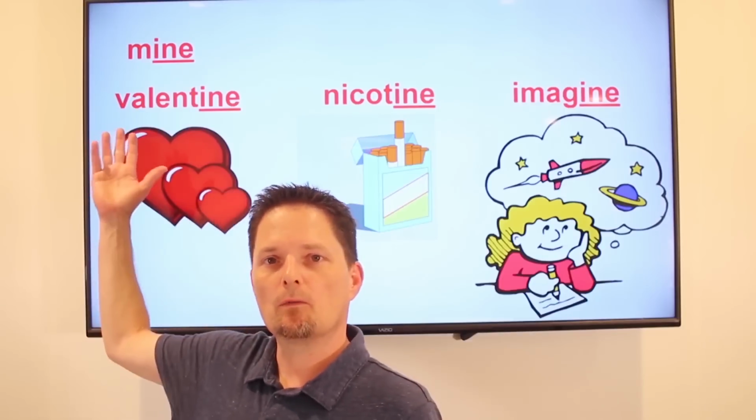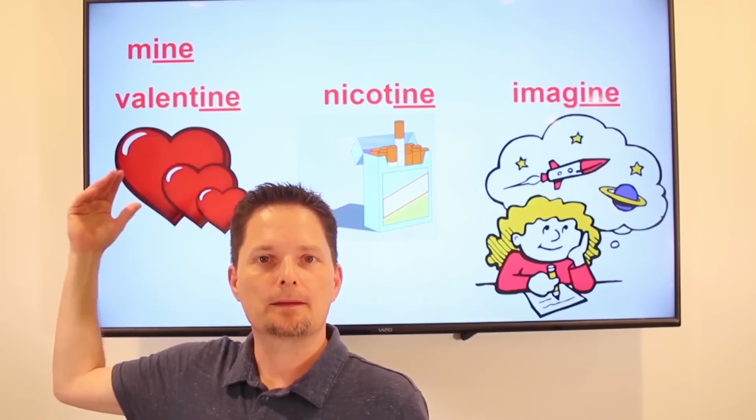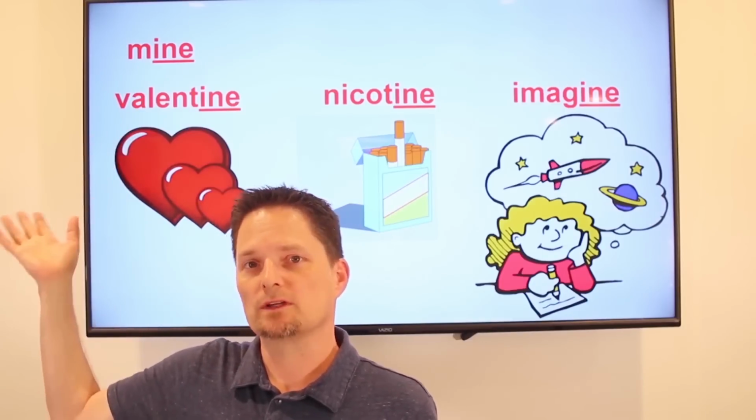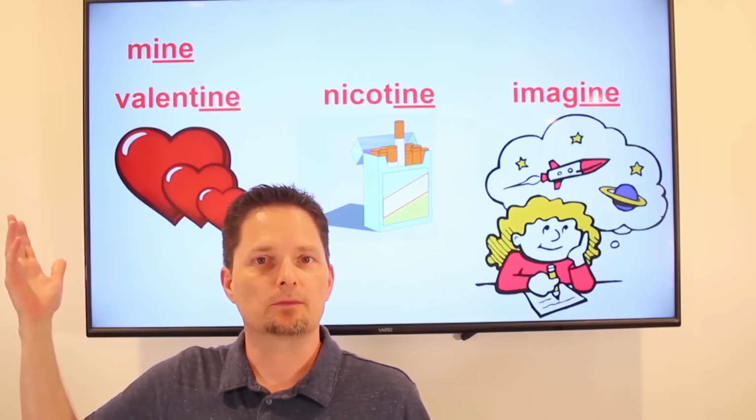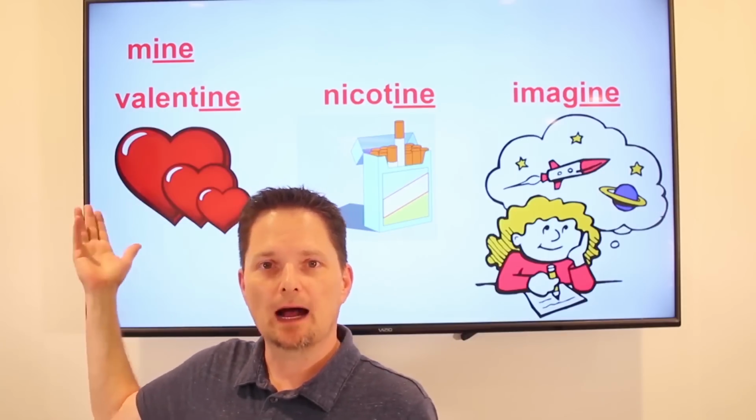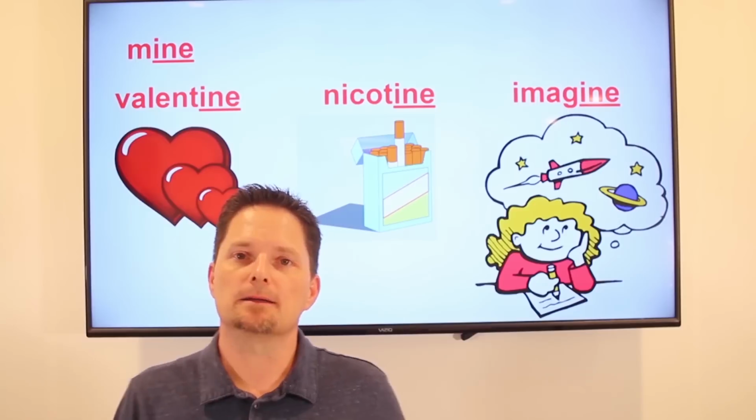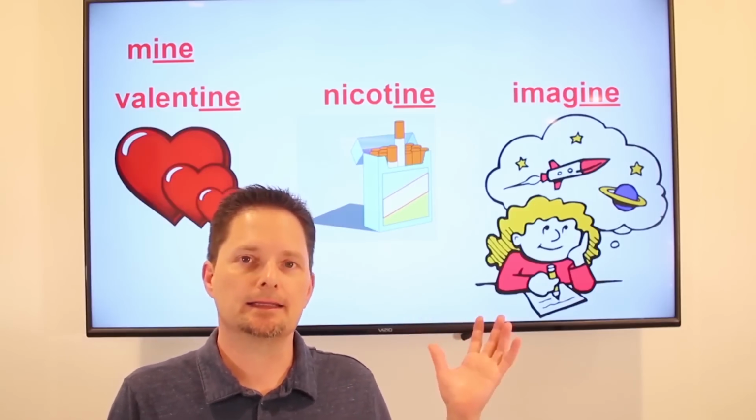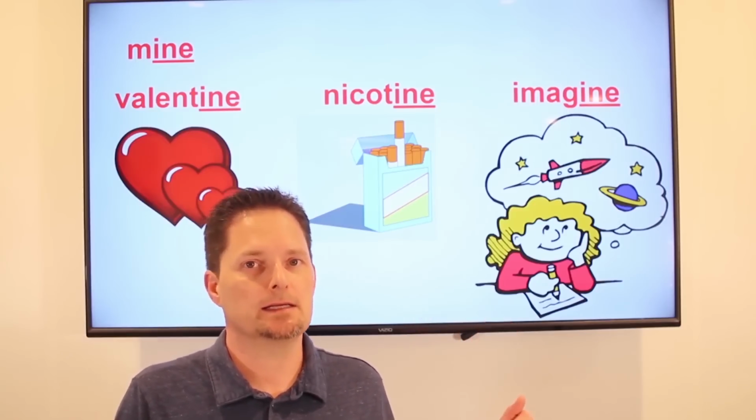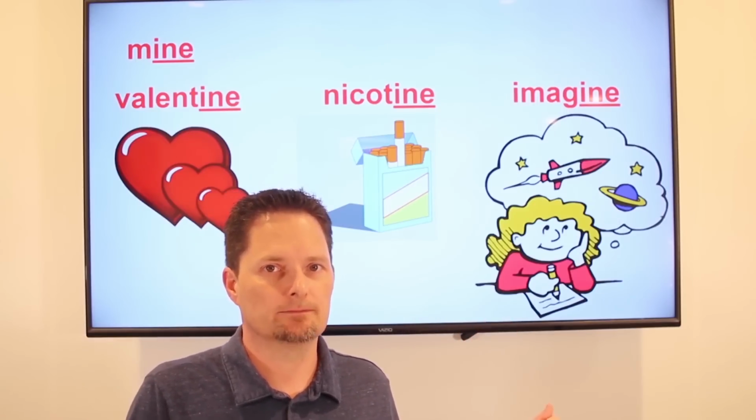So keep watching to practice with the pronunciation of INE at the end of a word. There are 3 different pronunciations. So keep watching to practice with them all. If it's one syllable, we pronounce it long I, like mine. If you have more than one syllable, we have 3 different pronunciations. Sometimes it's I, like Valentine. Sometimes it's E, like nicotine. And sometimes it's in, like imagine.